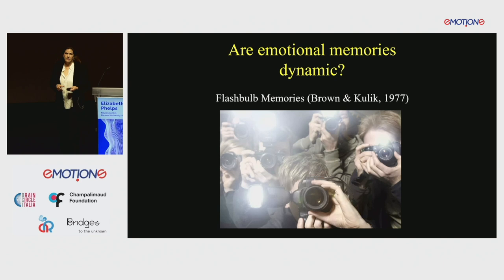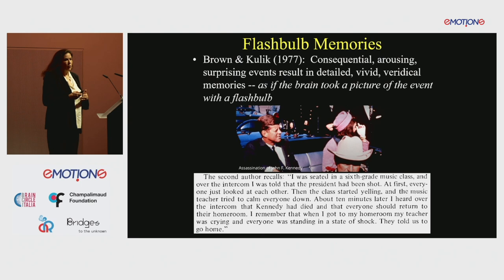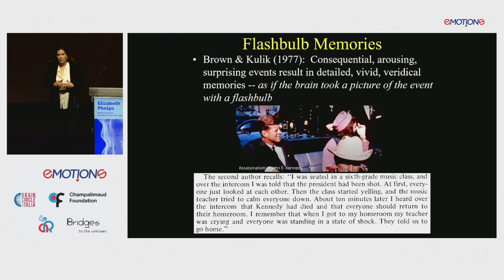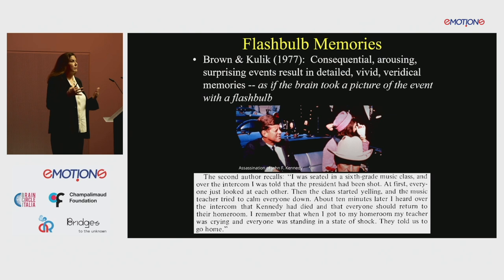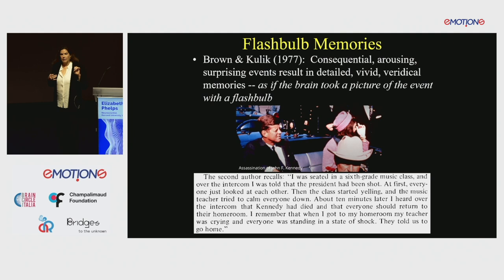It talked about the idea of flashbulb memories. This was work by two scientists, Brown and Kulik, at Harvard University. They were fascinated by people's memories of consequential things that happened in the 1960s, one being the assassination of the American president at the time, John F. Kennedy. They said these memories for highly emotional events seem to differ from the memories we have for more mundane events. These consequential, arousing, surprising events resulted in detailed, vivid, veridical memories, as if the brain took a picture of the event with a flashbulb, and that's how they came up with the term flashbulb memory.